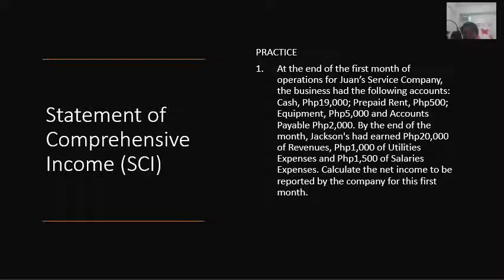So, it is now time for your activity. So, pakibalikan na lang yung inyong activity sheet 002 on statement of comprehensive income and pakigawa lahat ng activities na nandoon sa activity sheets. And then, kung kailangan nyo ng additional problems para mag-practice, you can use this problems dito sa ating explainer video.